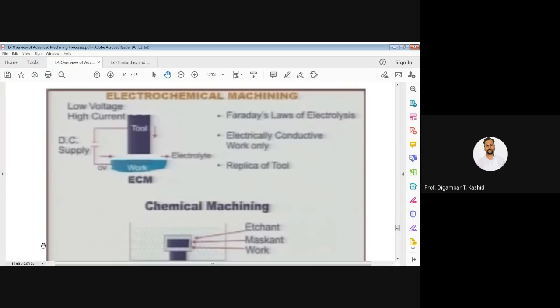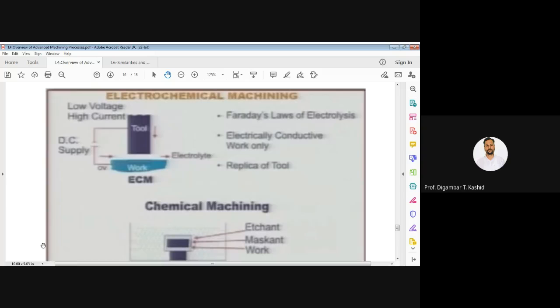In simple words, whatever shape you want to produce on your workpiece, the same shape you first have to give to your tool. By the electrochemical reaction, you will get the inverse replica of the shape of your tool on your workpiece. So the keyword about the electrochemical machining principle is electrochemical reaction. By this process you can machine any hard material.